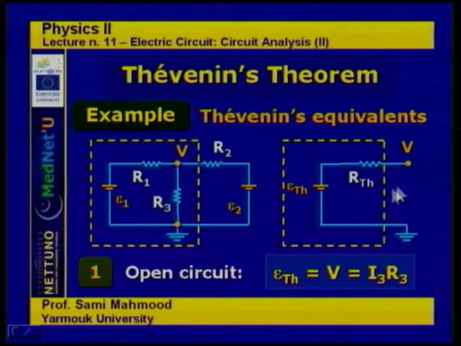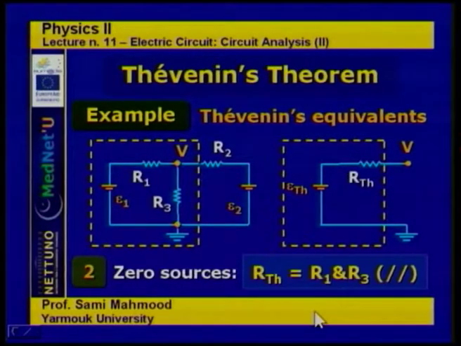So if we equate these 2 circuits, as we said, the equivalent circuit must exactly simulate the behavior of the original circuit. If we do that, then epsilon Thevenin, which is the potential difference between these 2 nodes, which is V, is exactly equal to I3 R3. That is obtained from the open circuit geometry.